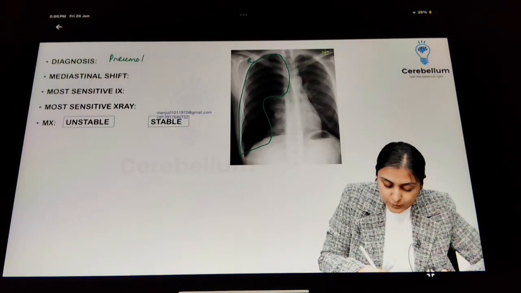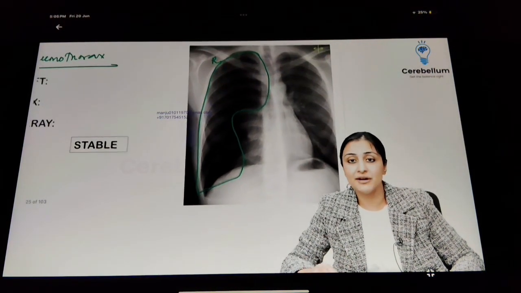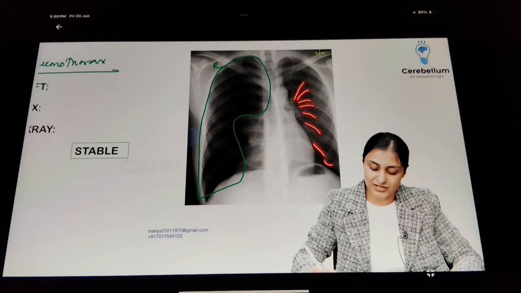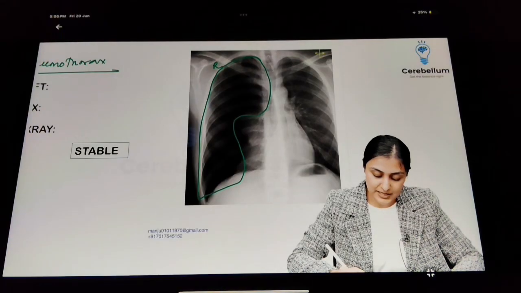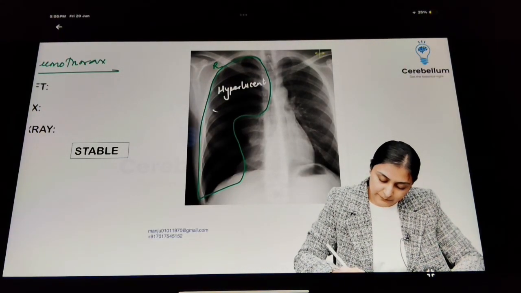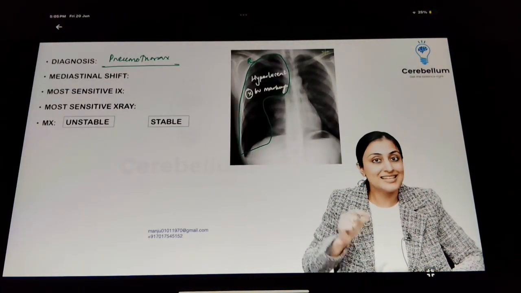This is where now the pleural space is filled with air. Why can we see it as more black? Because lungs also have air. Why is this extra black? The lungs are black because they're filled with air, but they also have these bronchovascular markings. This appears extra black because this is in the pleura where there are no bronchovascular markings. So this is what appears hyperlucent, meaning extra black, because there are no bronchovascular markings. Did you understand this? So hyperlucency without markings is pneumothorax.